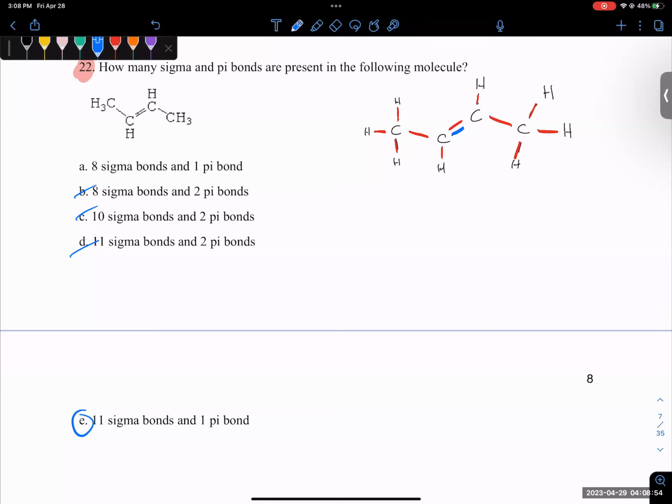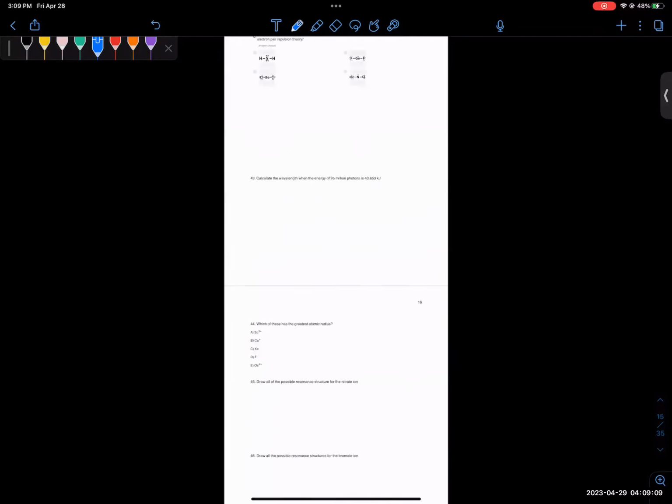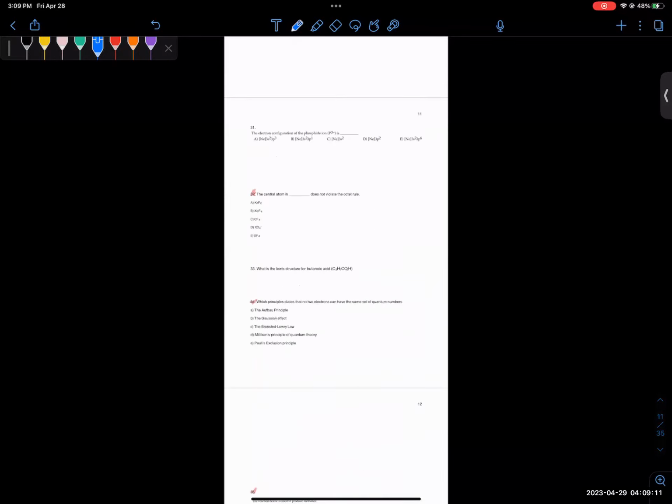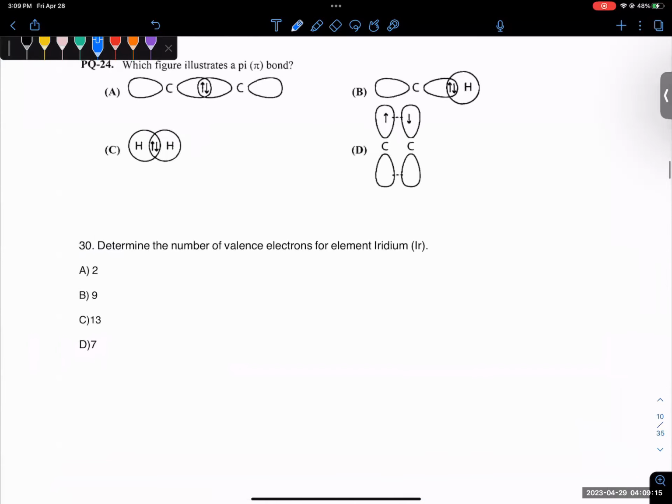Any questions on that? Not on that one, but this one's further down. How do we determine the valence electrons for iridium? That's a transition metal. Yeah, that was question 30, for valence electrons. So let's count the valence.